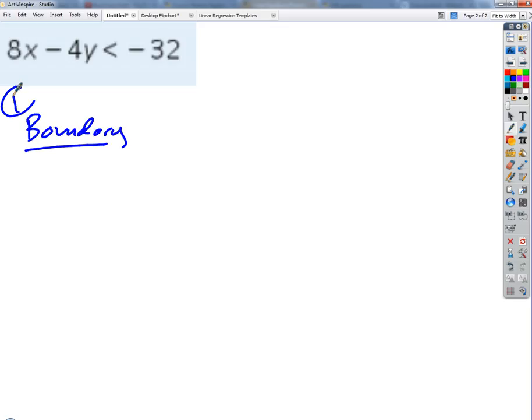So the boundary line, we'll just ignore the inequality sign, and we'll just rewrite this as 8x minus 4y equals negative 32. But is it going to be dashed or solid this time? Dashed. Okay, how come dashed? Because it's not equal to. Okay, good, because we don't include the boundary line. There's no equal to included with the inequality, so it's going to be a dashed line.